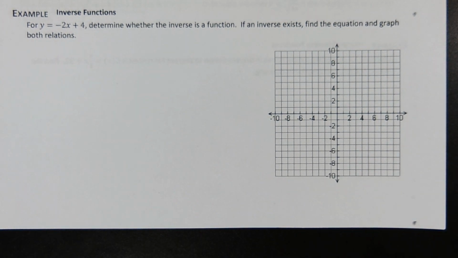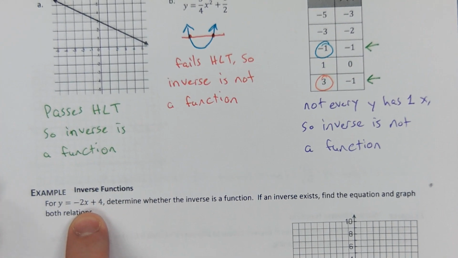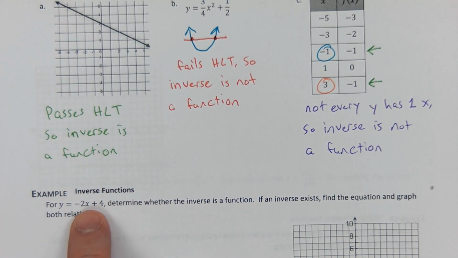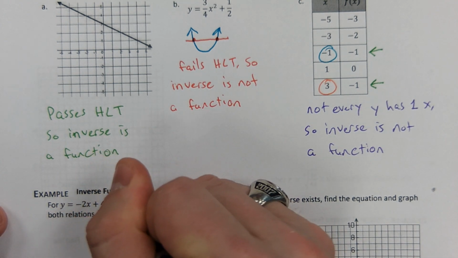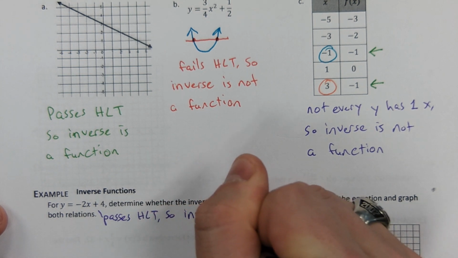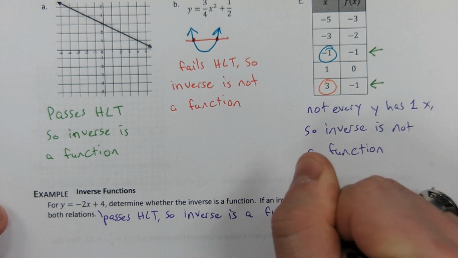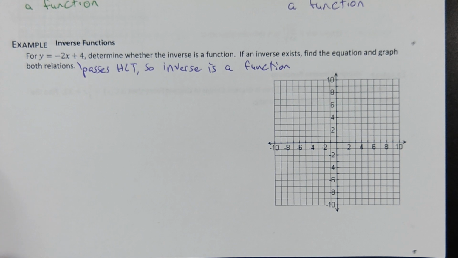First, we're going to determine whether or not the inverse of this is a function. This is a linear equation, just like this graph is a linear equation. And because this linear equation is not horizontal, it's going to pass the horizontal line test. So the inverse is a function. Okay. If an inverse exists, it does, find the equation of that. Then we're going to graph both things.